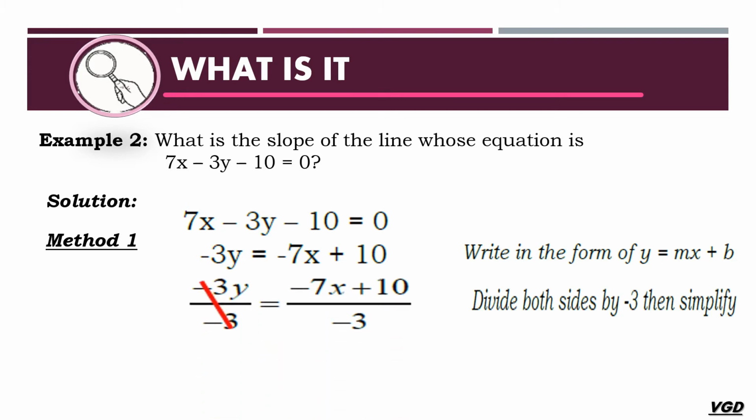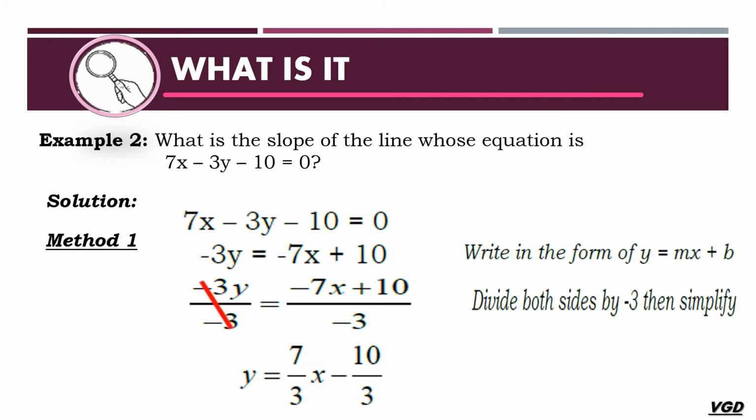So as we divide negative 3y divided by negative 3, we will only have y, and negative 7x plus 10 divided by negative 3 is equal to positive 7 over 3x minus 10 over 3. Because a negative divided by a negative will become positive. And positive 10 divided by negative 3, it will become negative. That's why we got y is equal to positive 7 over 3x minus 10 over 3.